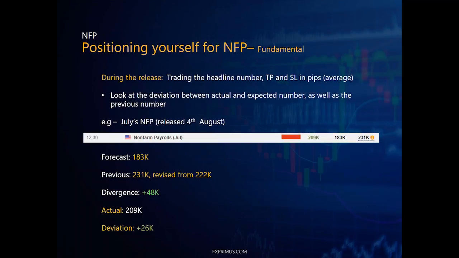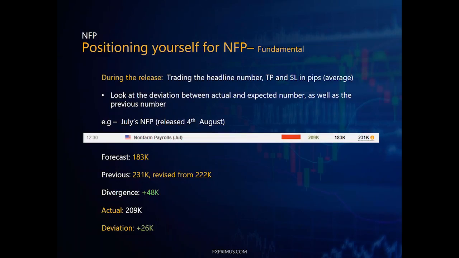Now onto the next slide. Position yourself during the release. This is pretty much trading the headline, as I said earlier, and it's setting entry and exit levels based on the average numbers calculated previously. So one could look at the deviation between the actual and the expected numbers and the previous numbers to identify possible entry and possible exit points.